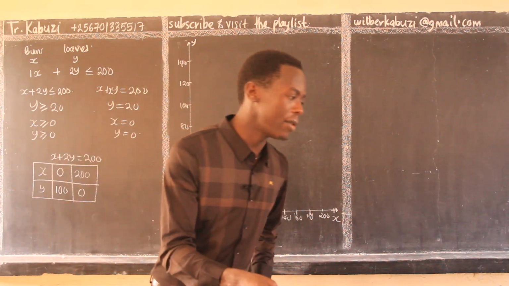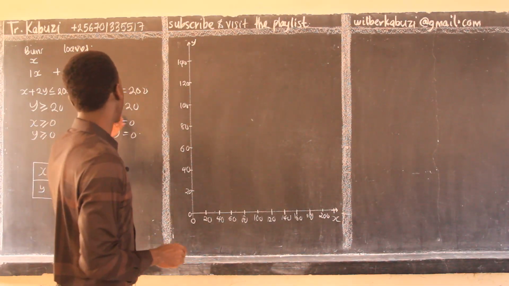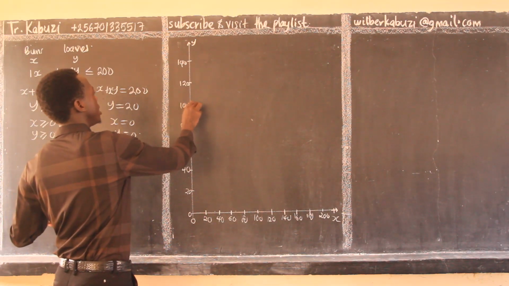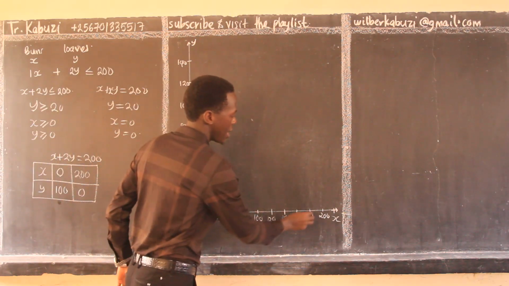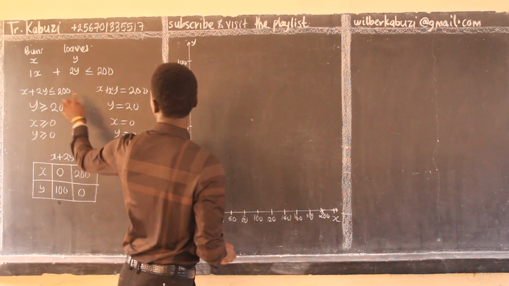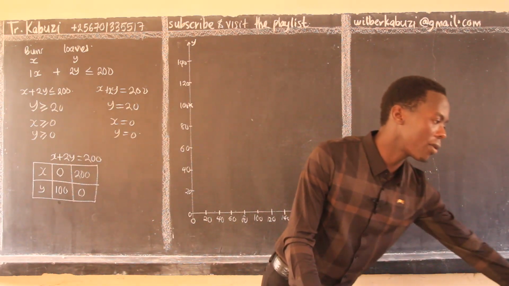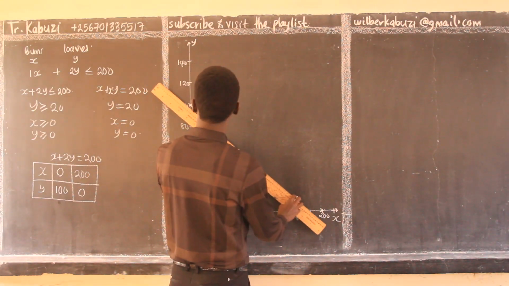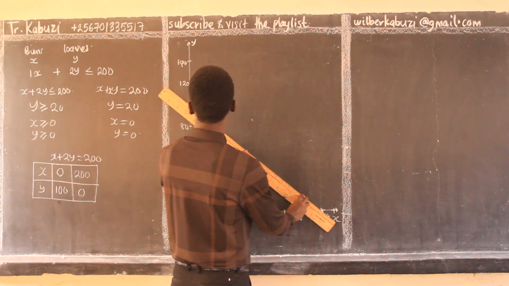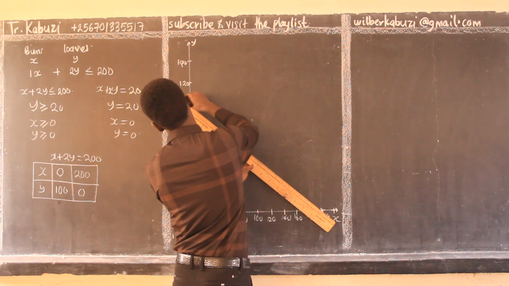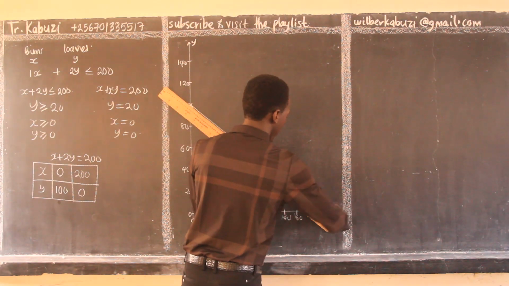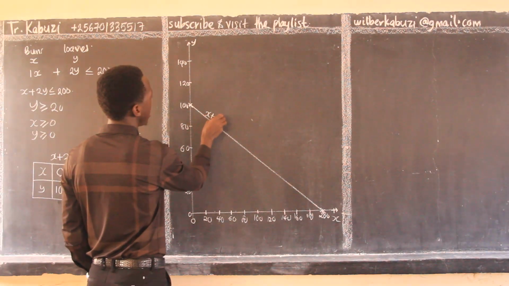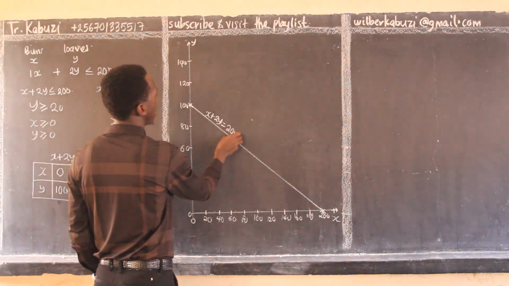Now I'm just going to put them on a graph, starting with the easy ones. Let me start with 0, 100, which is around here, then 200, 0, around there. When you look at the inequality, it is less than or equal to, meaning it's going to be a solid line. Then I label that line X plus 2Y equals 200.